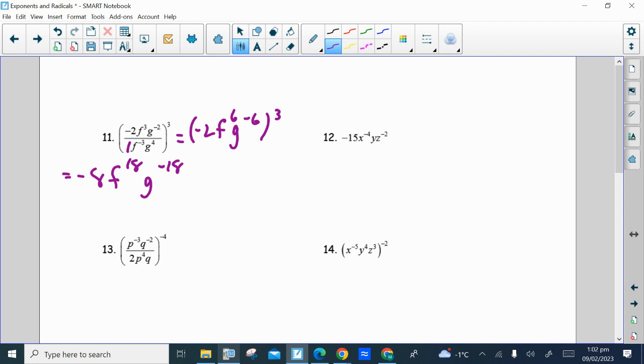Are we done? Are we done, Brody? What do we need to do? Move the g to the bottom. The negative 8 coefficient is fine. There's nothing wrong with having a negative coefficient. There's nothing you can do or need to do. But the g needs to move from the top to the bottom so that that exponent becomes positive. There's the final answer.